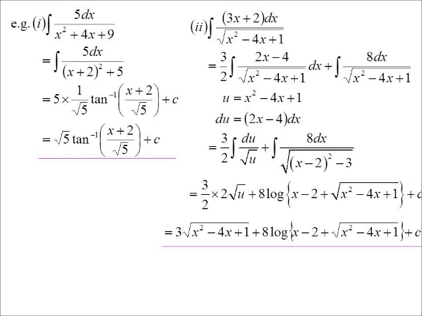So when we have a linear function on top of the quadratic, we want to create the derivative on top, the first one. So I'll either end up with du on root u if it's got a square root, or if it doesn't have a square root, I'll just have du on u, which will be log u. So it'll always be one of those two things. And the second one will become one of those standard integrals.